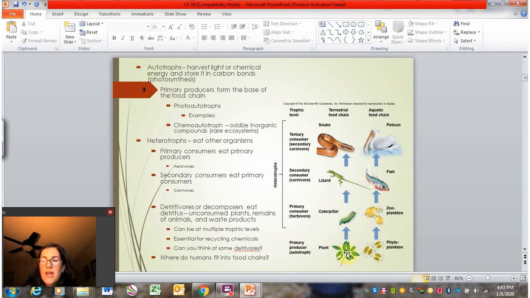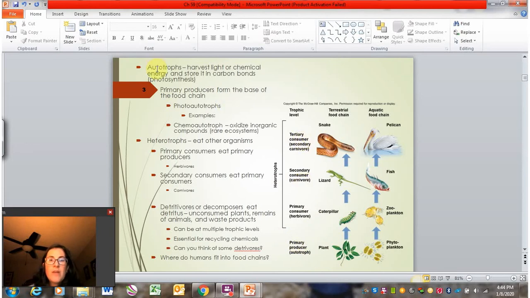For example, we see plants as the base of this food chain. Caterpillars eat the plants, lizards eat the caterpillars, and the snake eats the lizard. Likewise, we have this aquatic food chain where we have phytoplankton, which are photosynthetic, as the base of the food chain, zooplankton that eat the phytoplankton, fish that eat the zooplankton, and pelicans that eat the fish. There's a set of terms that are defined for the different species that are part of the food chain.